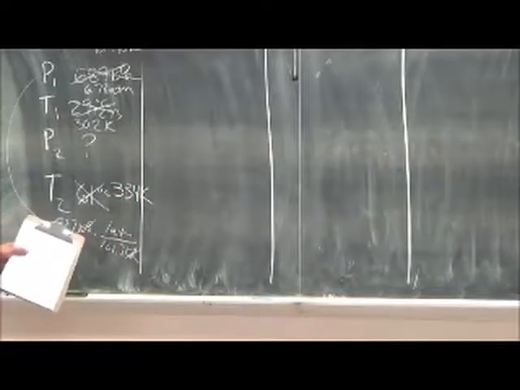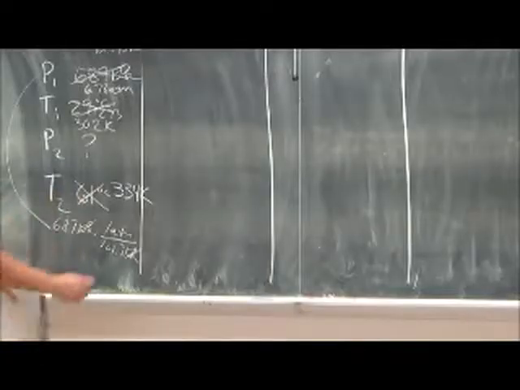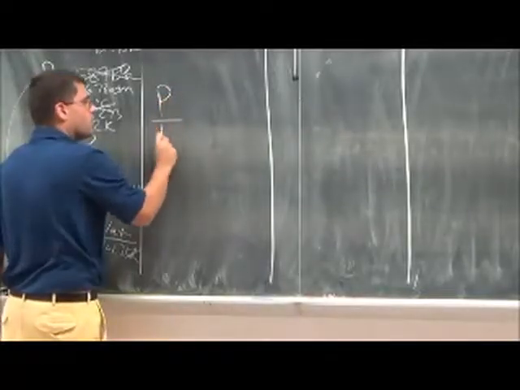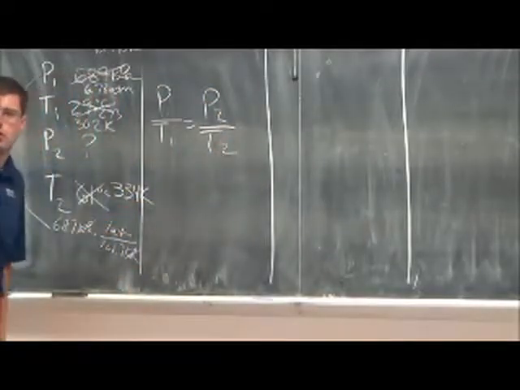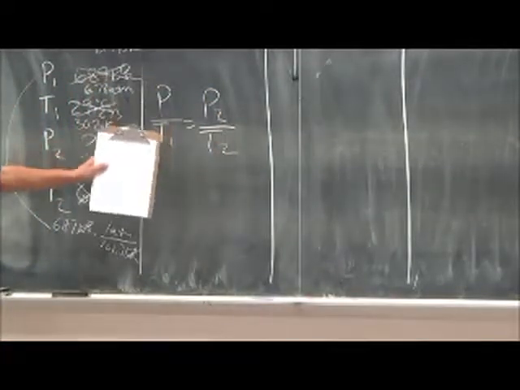This is very similar to Charles' law. So the formula is going to be P1 over T1 equals P2 over T2. That's our second box.